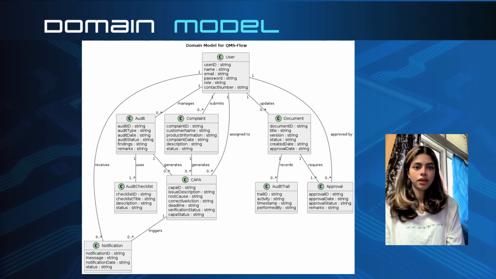So the document and approval classes support the change control module, while the audit trail records the system activities for traceability purposes.